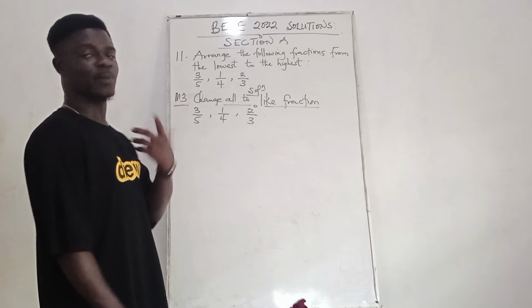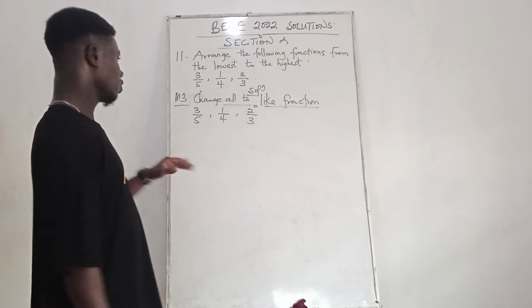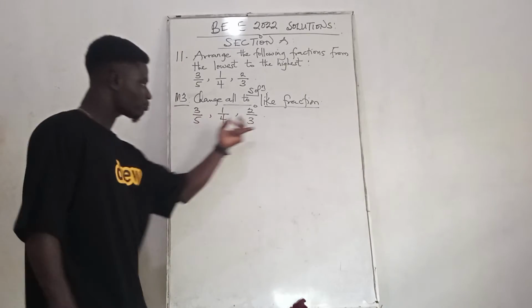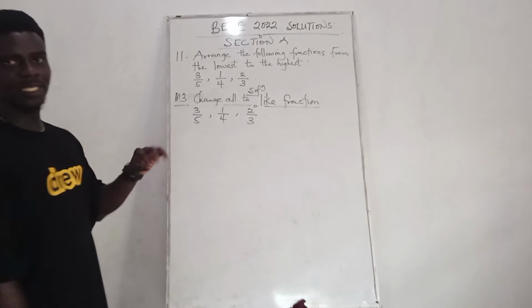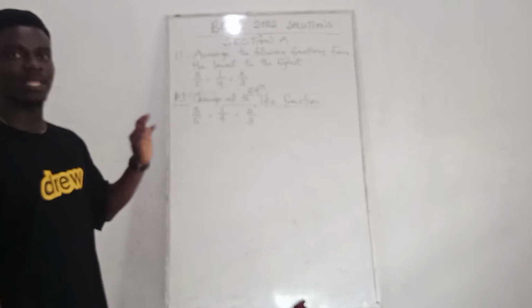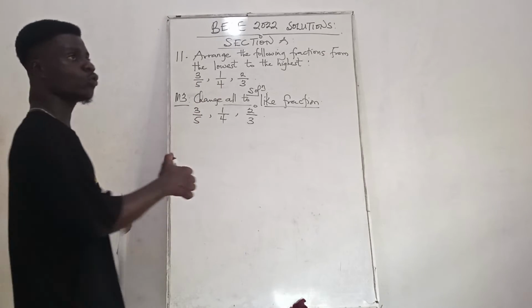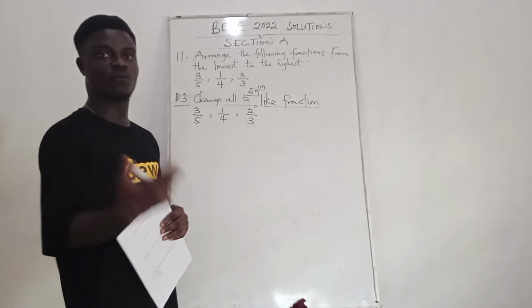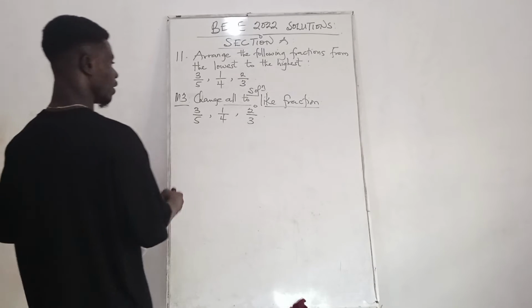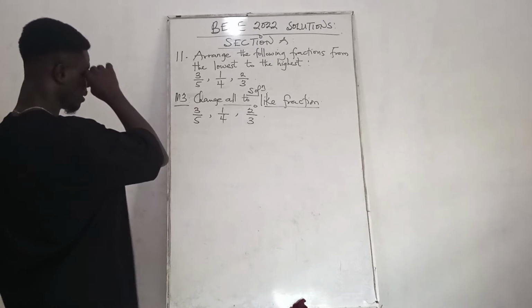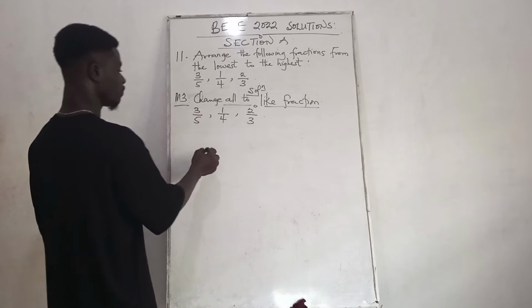But you can use inspection. So now here, the denominators are not the same, so they are unlike fractions. If you want to change all to like fractions, then you have to find for what? The LCM. You have to find the LCM.